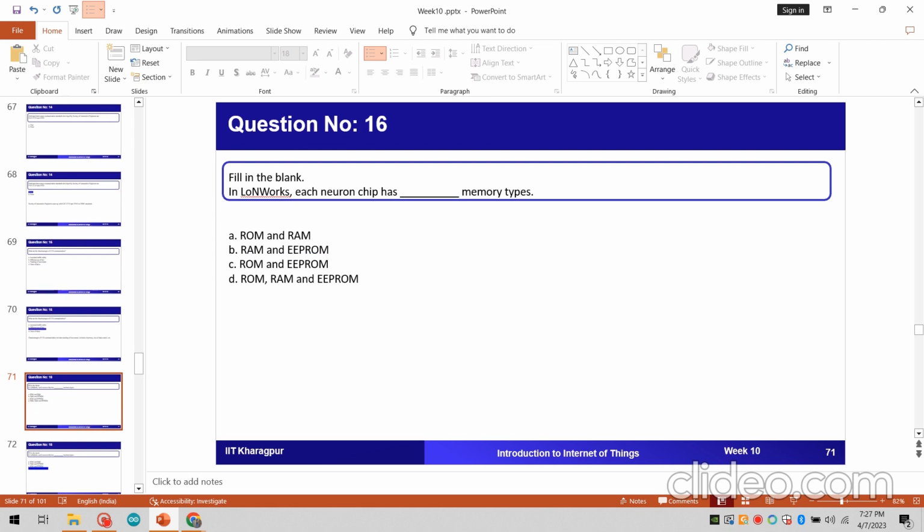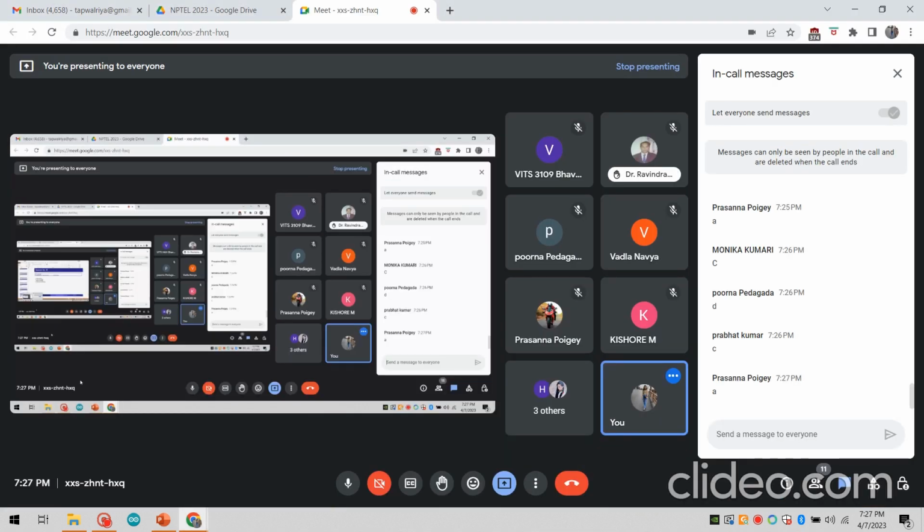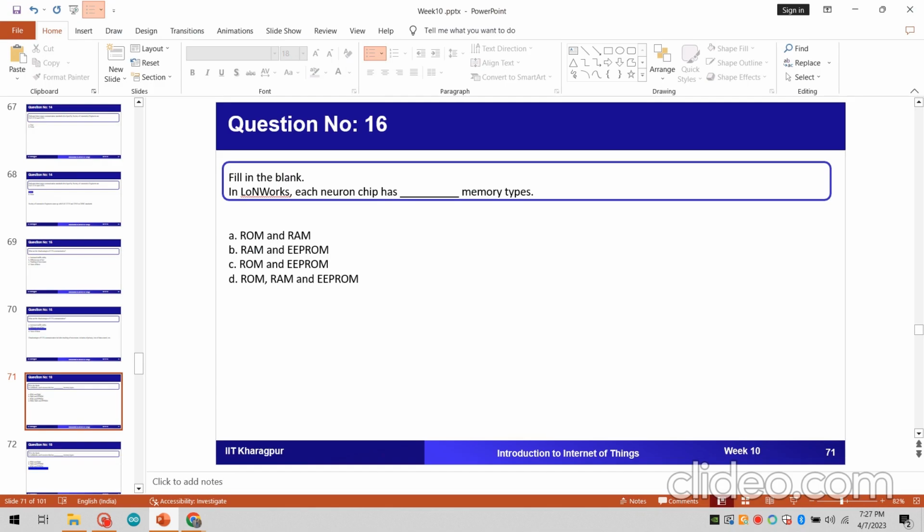Next question is, in LonWorks, each neuron chip has blank memory types. Options are ROM and RAM, RAM and EEPROM, or ROM and EEPROM, ROM, RAM and EEPROM. A. RAM and ROM.